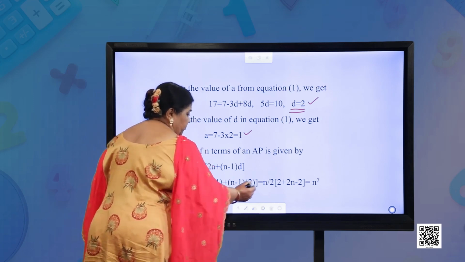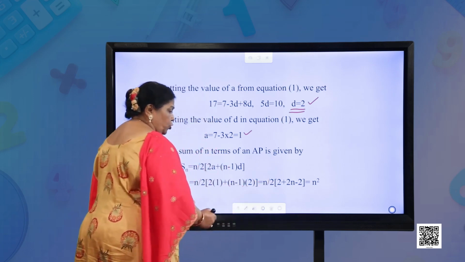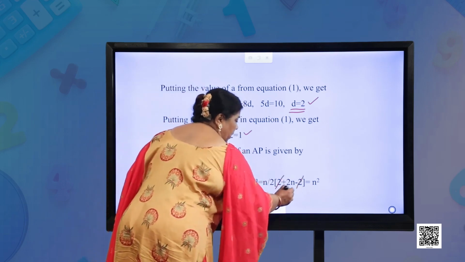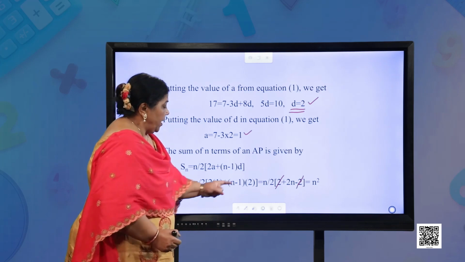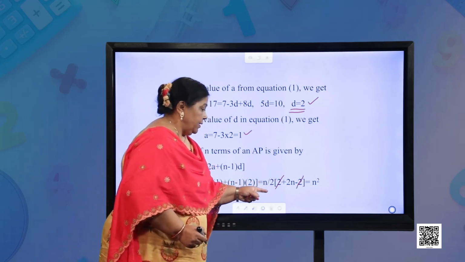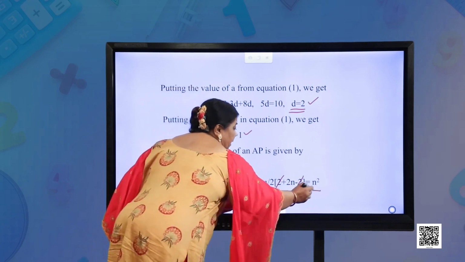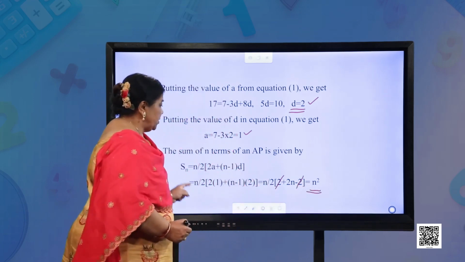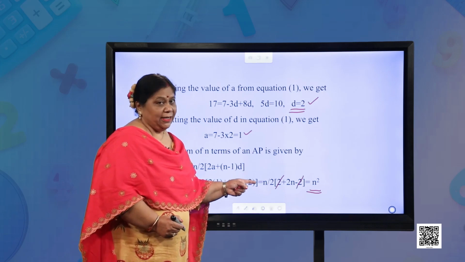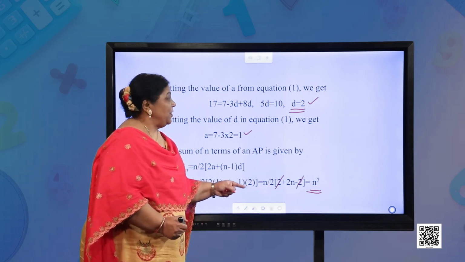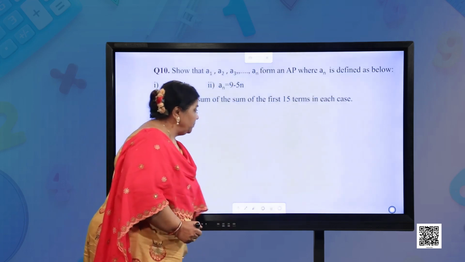On simplification, we get n upon 2 into (2 plus 2n minus 2). Look here, this 2 and minus 2 get cancelled. So, n upon 2 into 2n, that means 2 also gets cancelled, we get n into n as n square. So, the sum of n terms is equal to n square. Is it interesting? Yes? Okay, let us do the next question now.